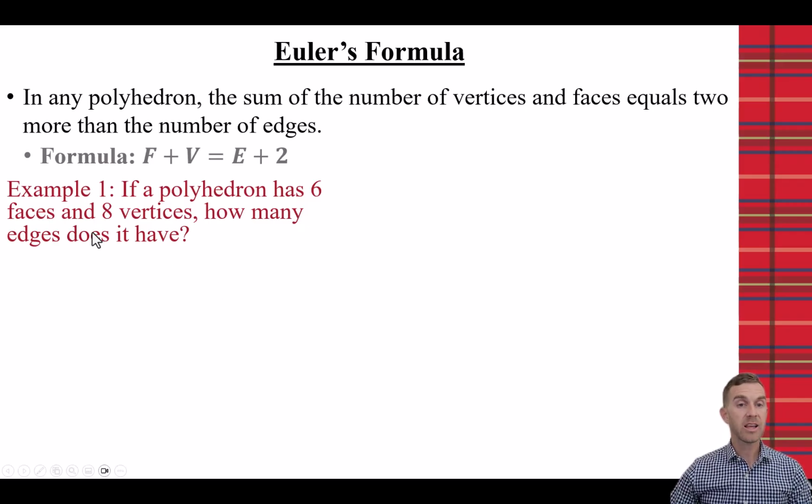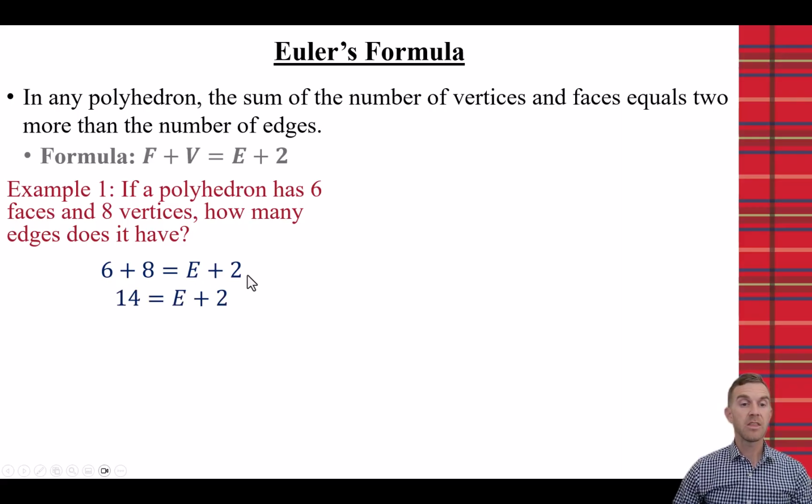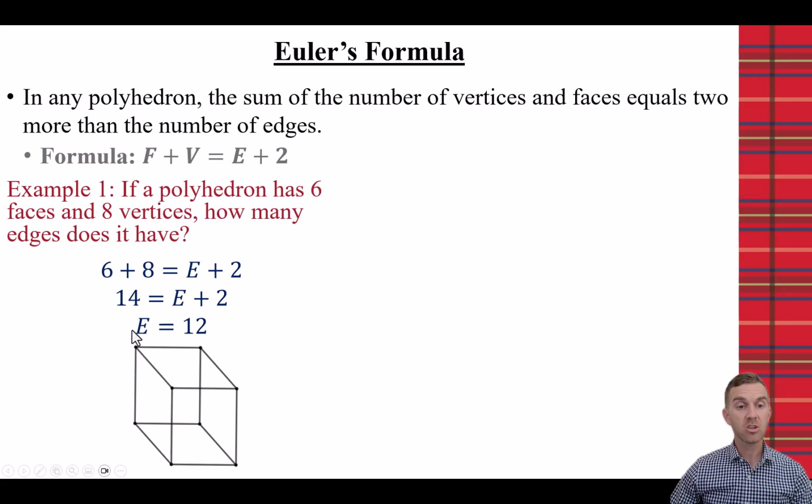So if a polyhedron has 6 faces and 8 vertices, we want to know how many edges does it have. So we can substitute in our values. Faces plus vertices equals edges plus 2. And then we can subtract the 2 from both sides and say that there are 12 edges, which goes back to the shape of our rectangular prism.